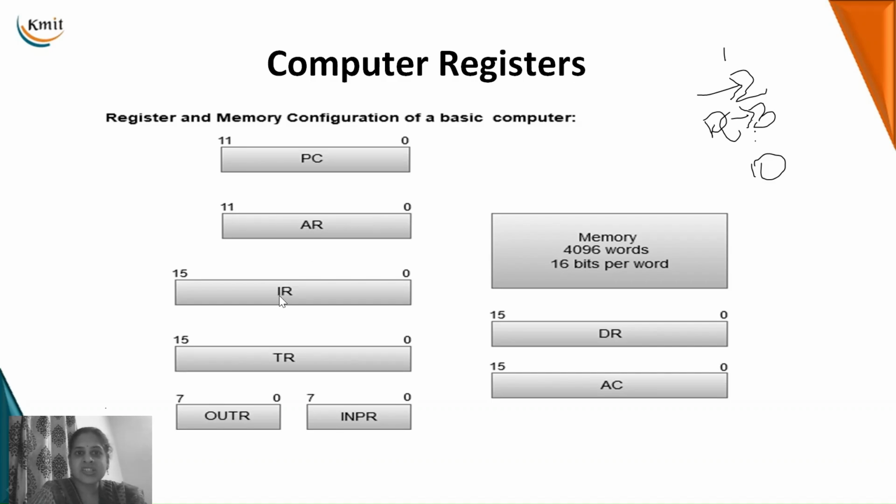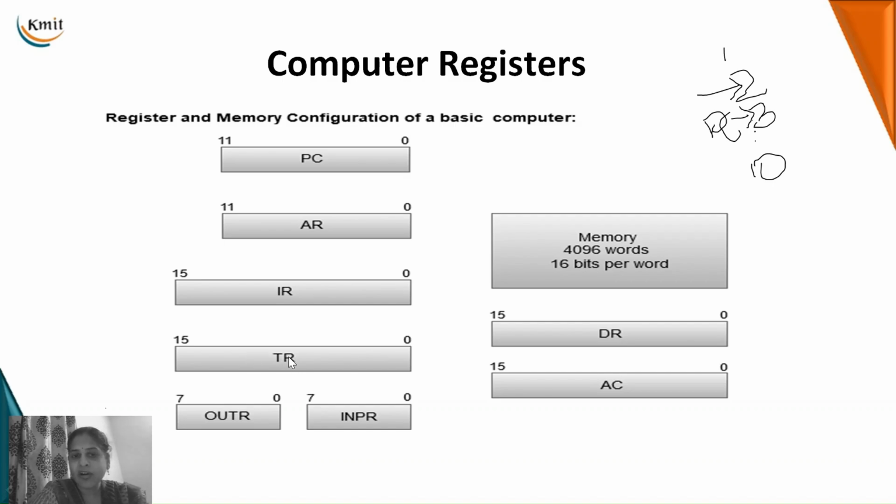Next, coming to the instruction register. The instruction register is a 16-bit register which stores the instruction that has to be executed by the CPU. So if the CPU is executing instruction 2, the instruction register contains that instruction. Okay. Next register is the temporary register. The temporary register is a 16-bit register. It is a data register which stores the data.